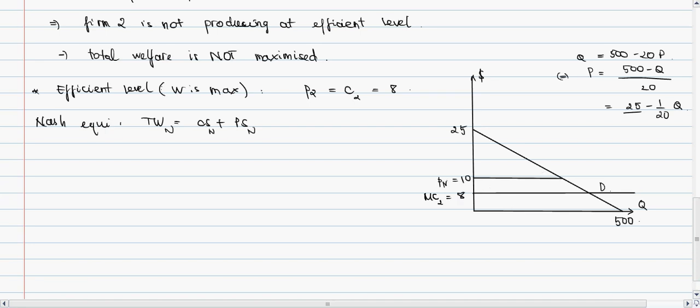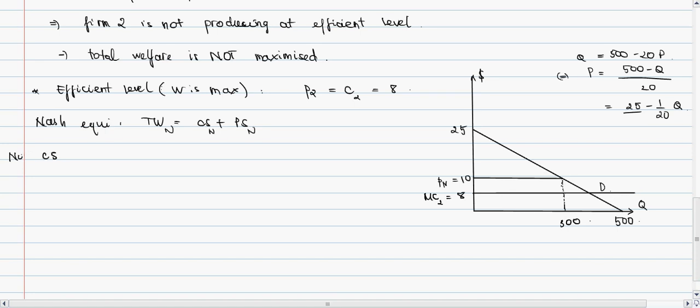Alright, so in the first case, in the Nash equilibrium, when the price is equal to 10, the firm will be supplying 300 to the market. Okay, so this is here. Alright, so what is the consumer surplus and the producer surplus? Now, consumer surplus.